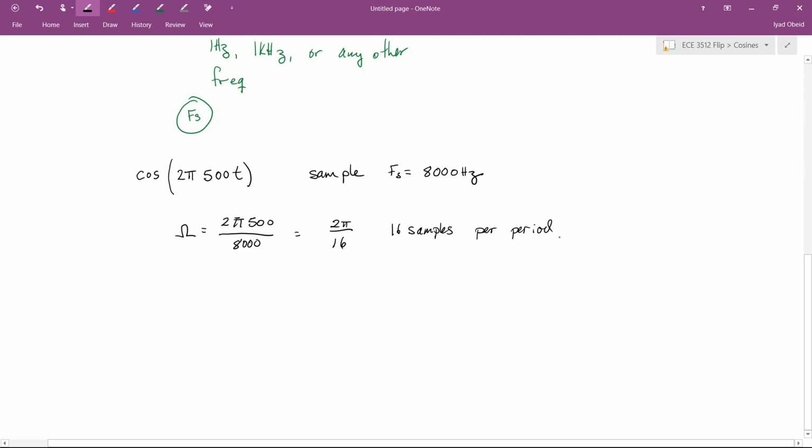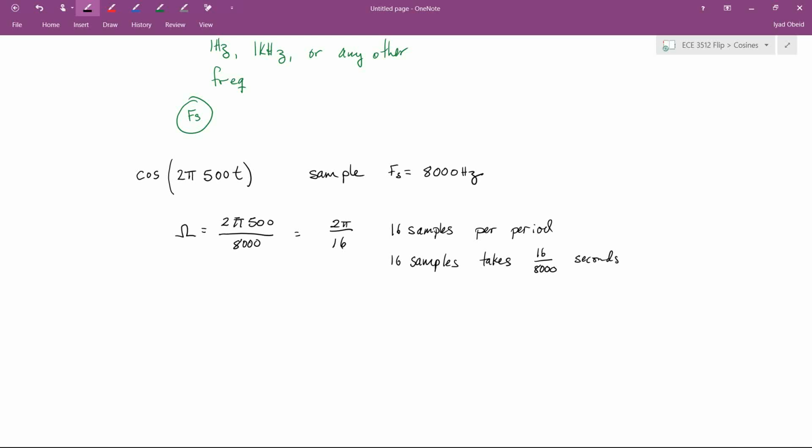And we know that 16 samples, how long does that take? What is the duration of 16 samples? Well, each sample takes 1 over 8,000. 16 of them take 16 over 8,000. So 16 samples takes 16 over 8,000 seconds. So that's how many seconds per period we have. And if we take the reciprocal of that, we get 500. Okay, so it all checks out.